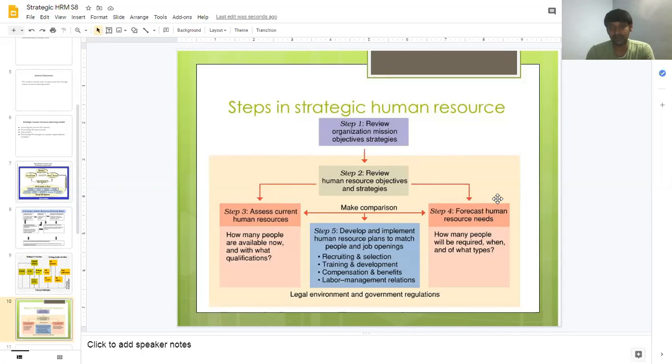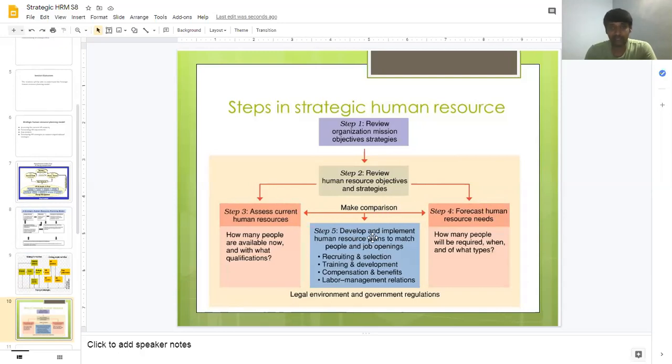Later, it moves to forecasting human resource needs. Now the current state of the human resources is this much, and we have to analyze going forward how many human resources are needed in future, how many employees are to be recruited, what plans are to be adopted for them, and whether any training facilities are to be given to them. Everything will be the main role or duty of an HR manager. He has to analyze all these things. As you can see in this slide, assessing current human resources as well as forecasting human resources, we have to make a comparison.